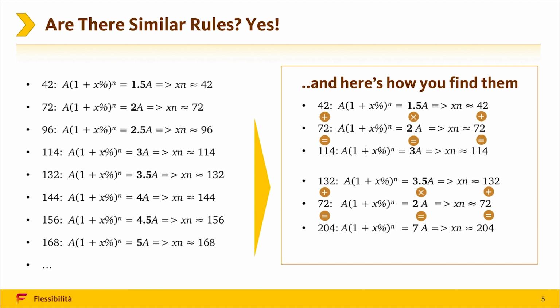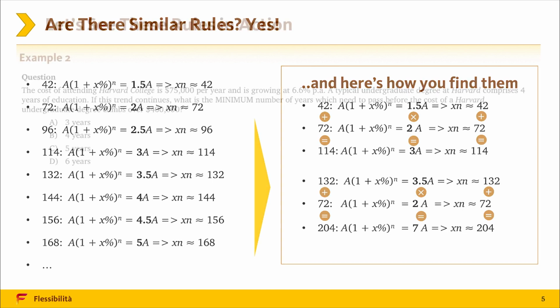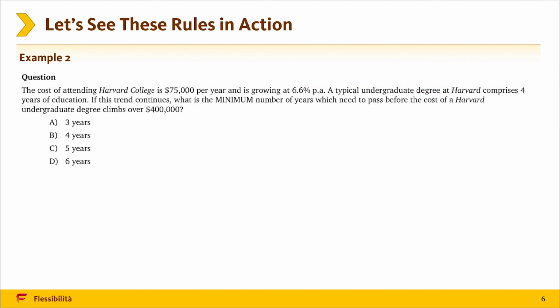Well, now it's high time we tested this knowledge in action, right? Again, pause the video and try to tackle the question on your own, and then check yourself. The cost of attending Harvard College is $75,000 per year and is growing at 6.6% per annum. A typical undergraduate degree at Harvard comprises 4 years of education.